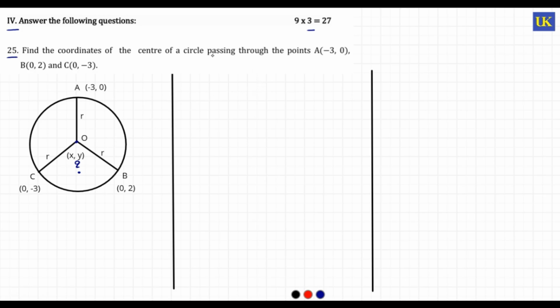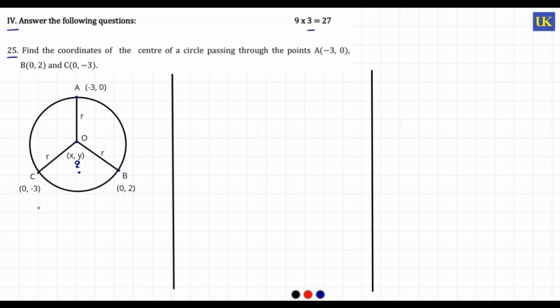And this circle passes through the points A, B and C. So there are 3 points which they have given: A point, B point and C point. So the circle passes through these 3 points, and they have given the coordinates of these 3 points, named A, B and C. Now we have to find the coordinates of the center of the circle, which we have named O. We have to find the value of x and y.